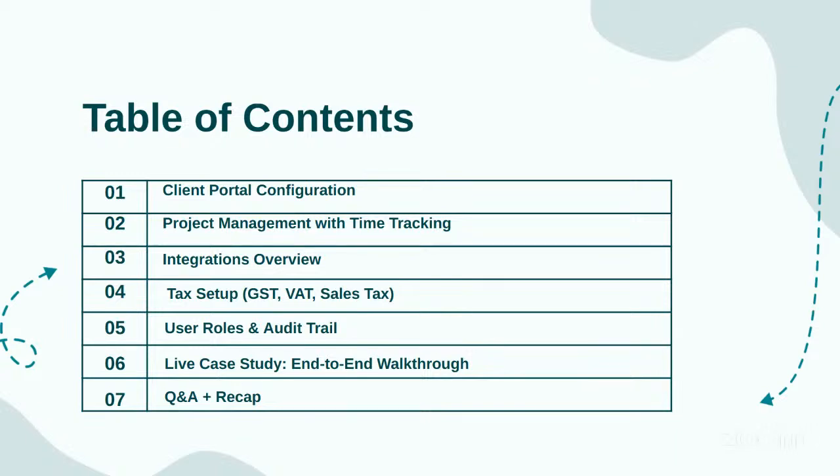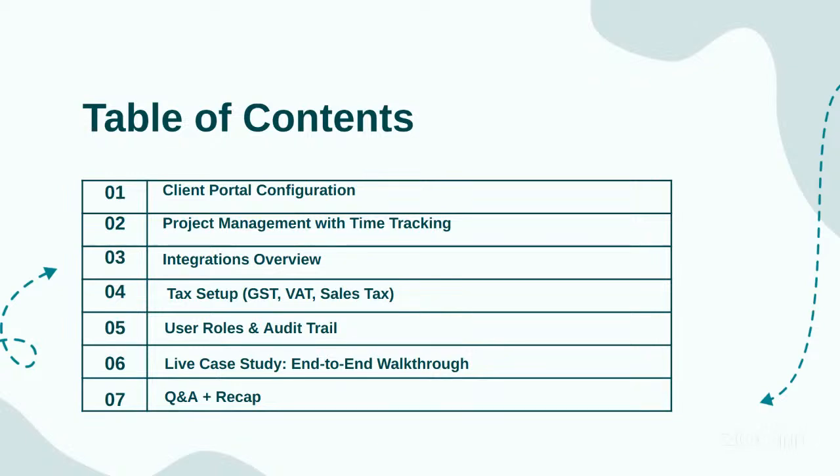Part 4, Tax Setup. For compliance, we'll see how to configure region-specific taxes, GST India, VAT EU, or sales tax US, within Zoho Books. We'll set up tax rates, exemptions, and ensure the taxes are auto-applied on every transaction. This setup is key for generating GSTR reports, sales tax summaries, and ensuring you don't face last-minute reporting chaos.